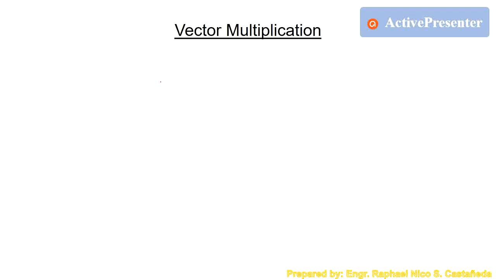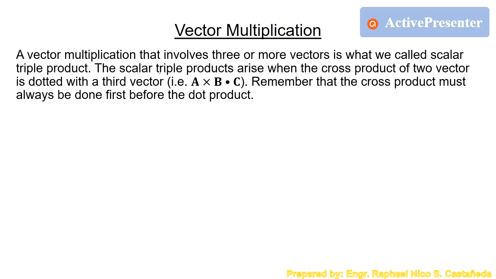So the last method in vector multiplication is the scalar triple product. A vector multiplication that involves three or more vectors is what we call the scalar triple product. This is a combination wherein there is a cross product of two vectors, then the answer will be dot product to the third vector.